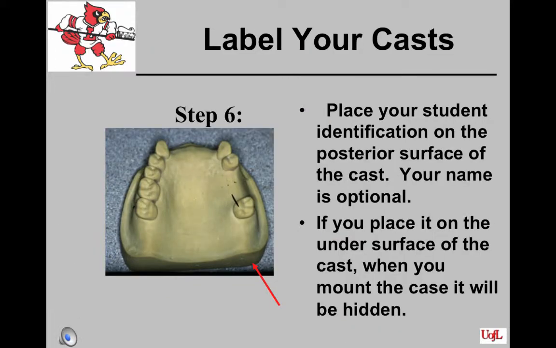This is just a reminder that you should put some type of an identification on the posterior surface of your cast if it's laying around the laboratory. I usually will place a piece of tissue paper with my name on it even after I pour the cast and stick it into the stone so that it doesn't get moved around and I don't recognize my own cast.